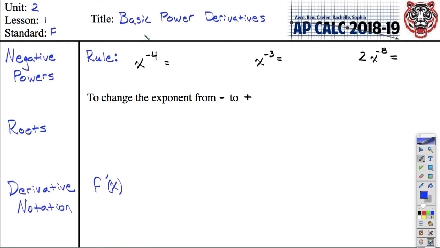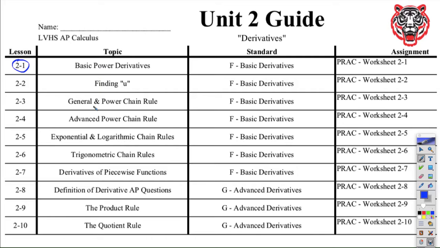This is AP Calculus, lesson 2-1. We are on standard F. This is our brand new unit. So where are we in our unit guide, which I forgot to print. I'll print those at the end of the day. So 2-1, basic derivatives, basic power derivatives.